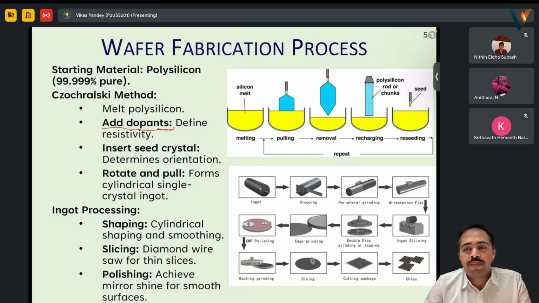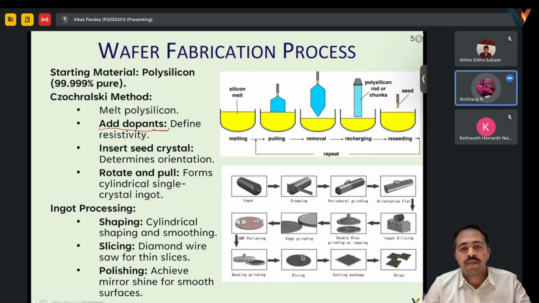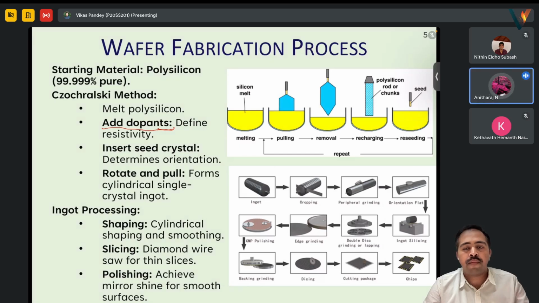A dopant is a material which is added to the semiconductor in order to make it a conductive material. So then will it not become metallic? Why don't we use metal instead? So basically, we are making a semiconductor which is enriched with either holes or electrons.